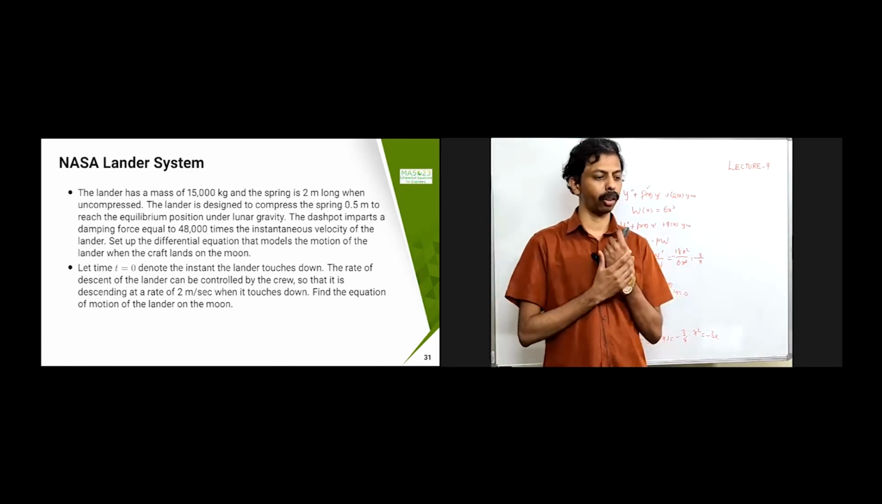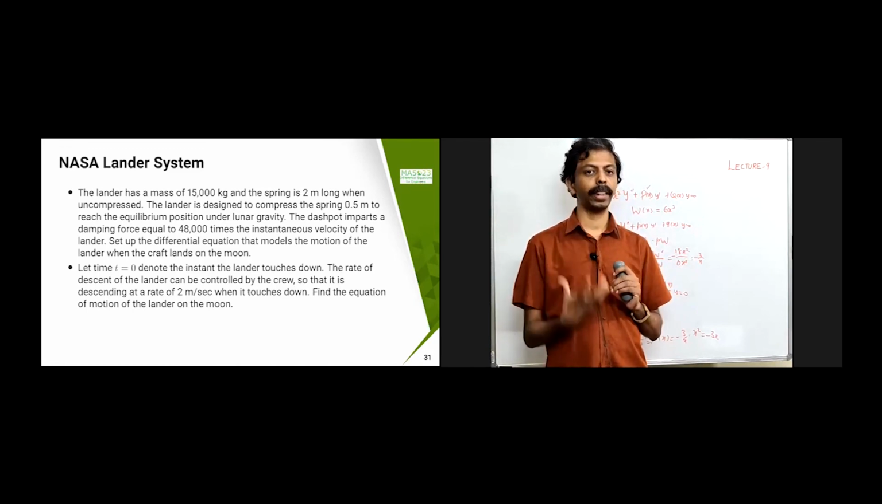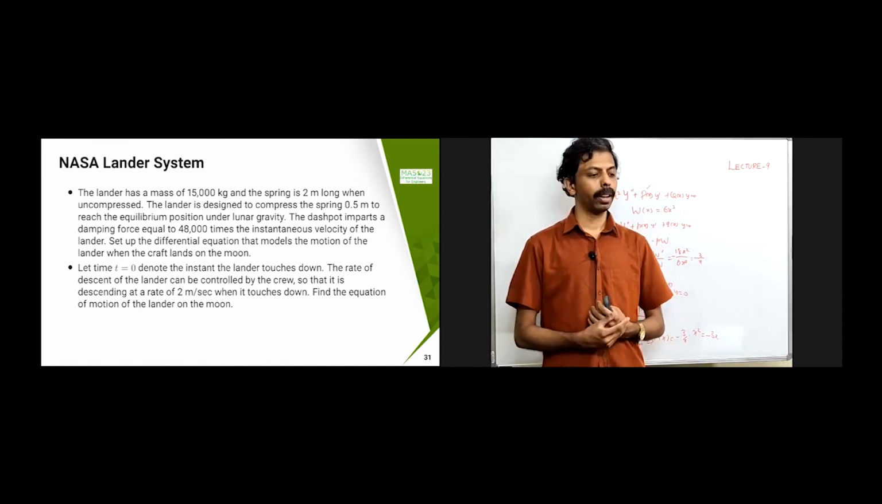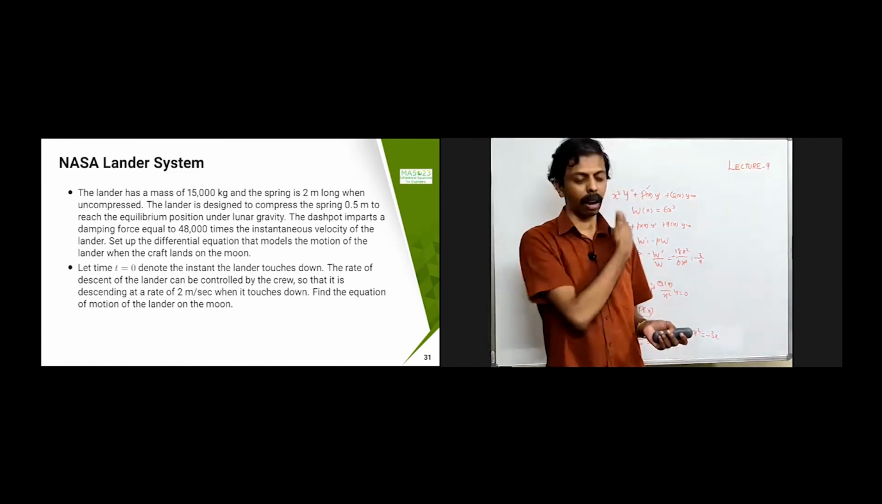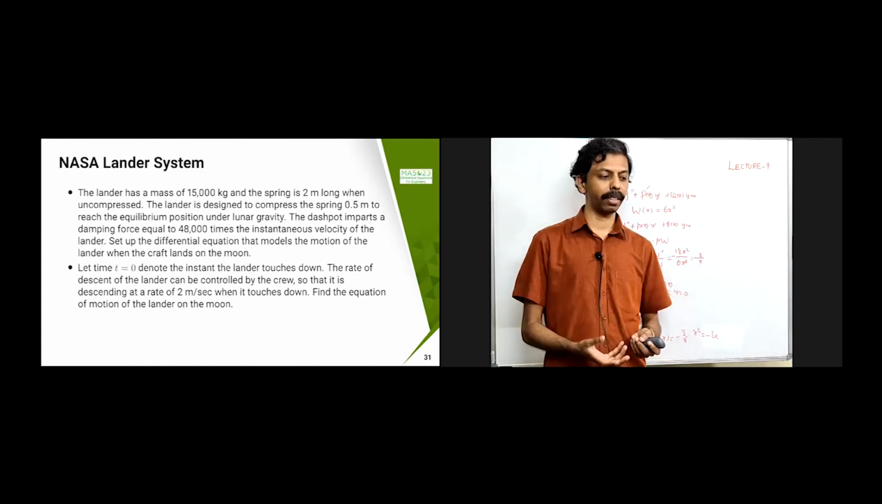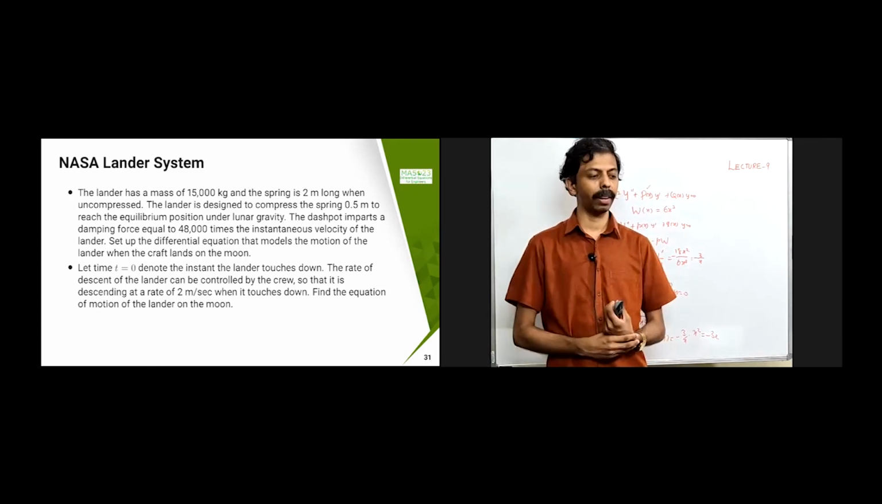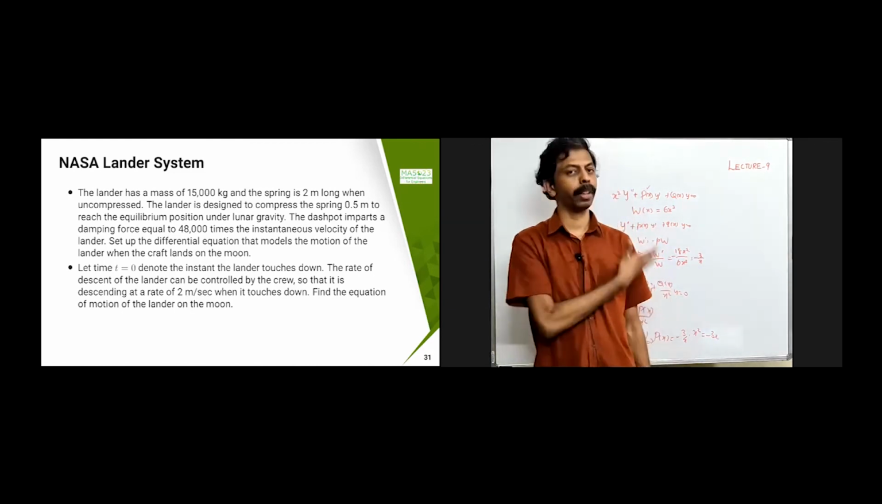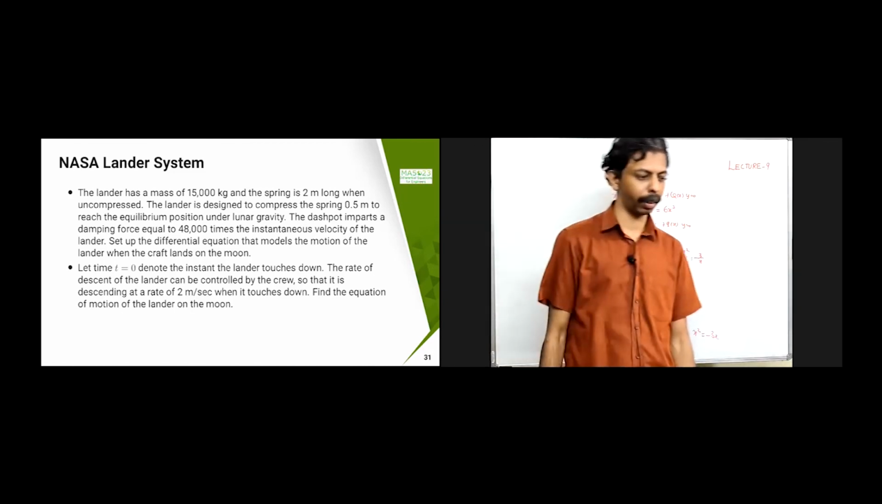Due to the lunar gravity, it is going to compress. And the dashpot, which imparts the damping force, is equal to 48,000 times the instantaneous velocity of the lander. So almost whatever we solved in the similar kind of problem, you can do this also. You need to set up the differential equation that models the motion of the lander when the craft lands. It is the same thing we did in the previous one.